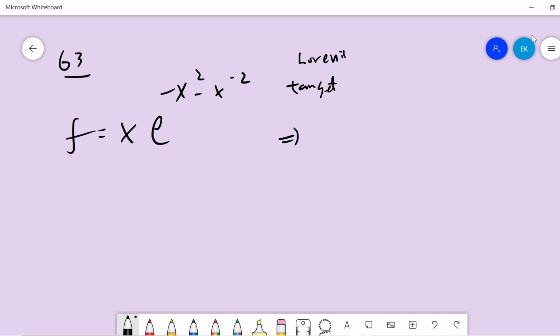Horizontal means it's flat. So that means f prime is 0. And so we need to solve how many points have f prime equal to 0. How many critical points? So nothing special. We just do the derivative by brute force.